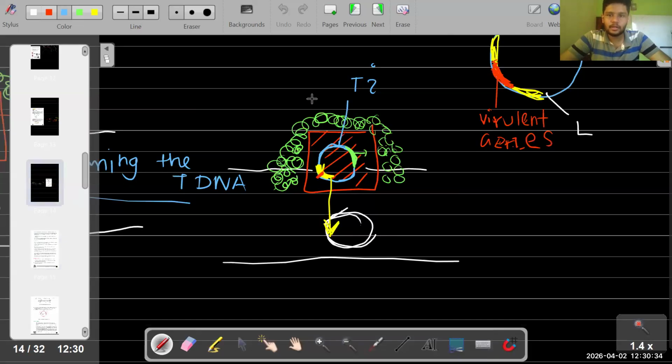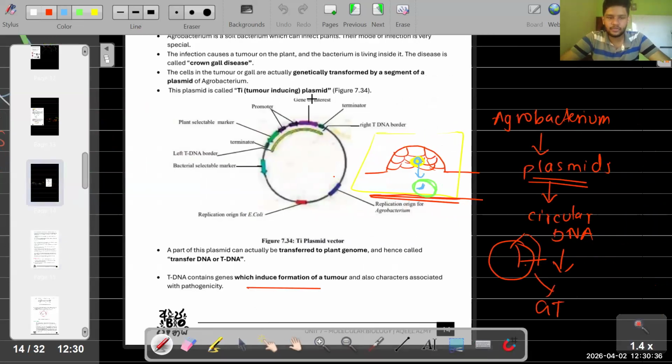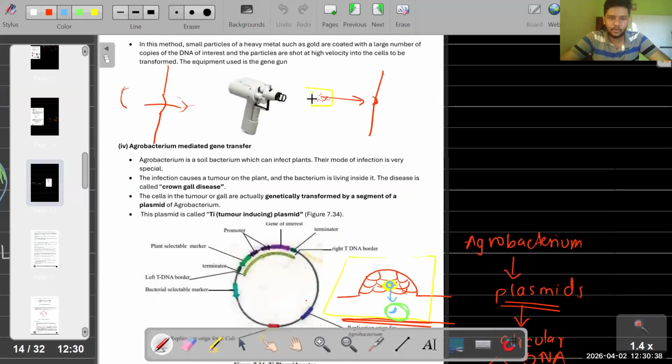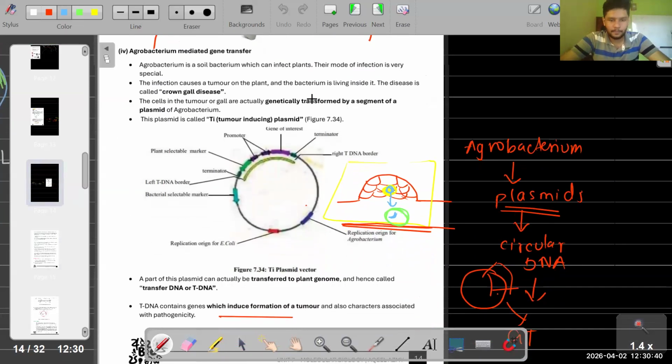Now, finally, just go through this part and let me know if you have any doubt. The agrobacterium part. If it's completely clear, then that's it for the day. Just go through.